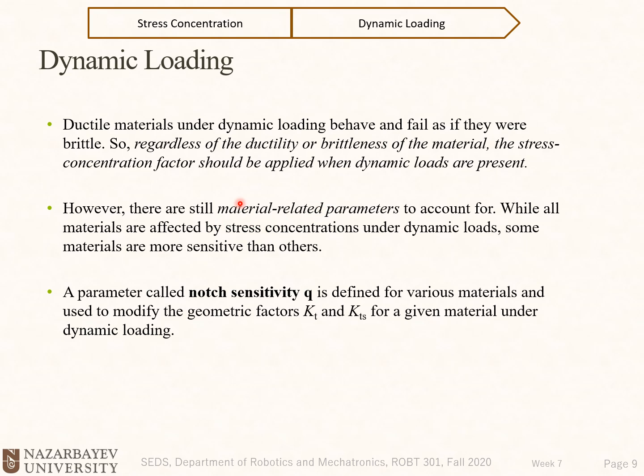But the issue is that for dynamic load, KT and KTS are not solely geometric. It doesn't only depend on the geometrical shape of the part, it also depends on material property. A parameter called notch sensitivity, or q, is defined for various materials and used to modify the geometric factors KT and KTS for a given material under dynamic loading.